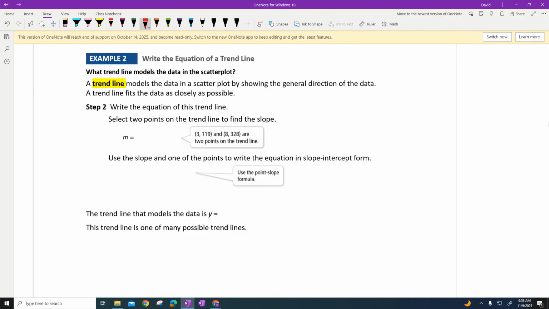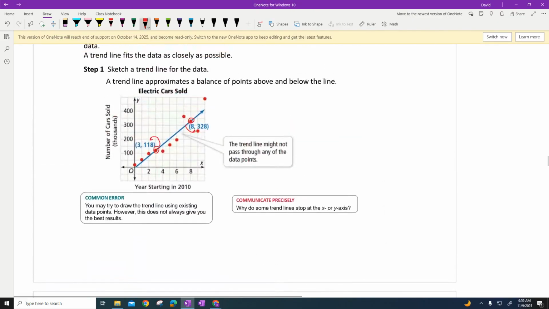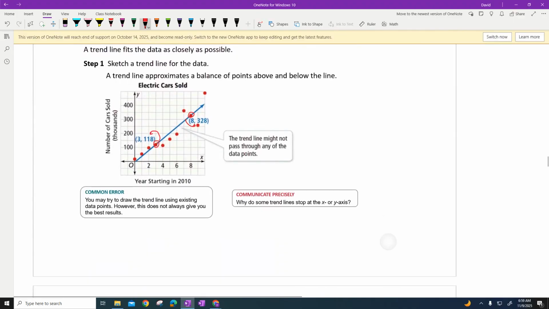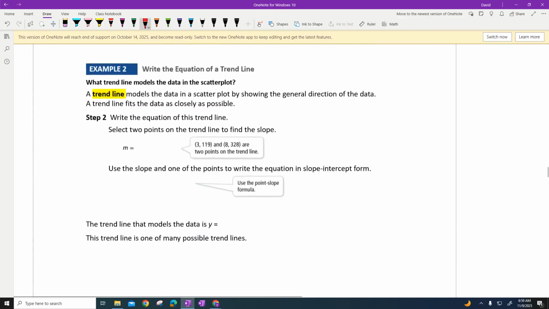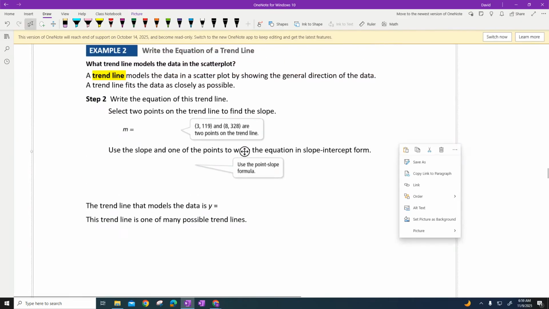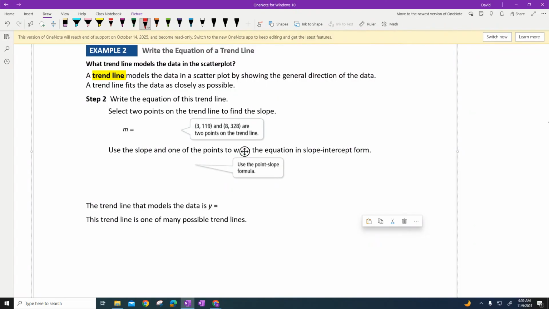So let's go with this guy. We got 3, 19 and 3, 28 are 2 points on the trend line, even though up there they said just a little bit different. Yep, same one. So they changed my numbers here. That's why I was having a hard time last period. Let's go with their numbers here. 1, 19 and 3, 28. Let's use these guys.